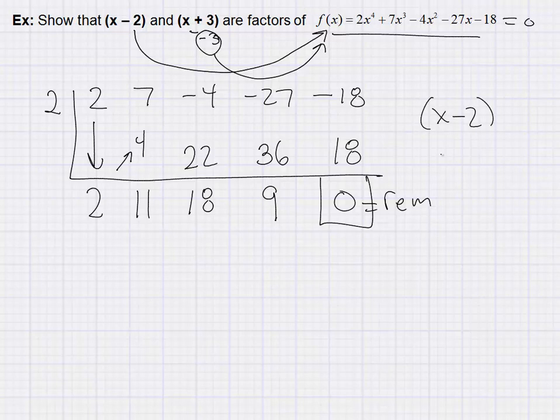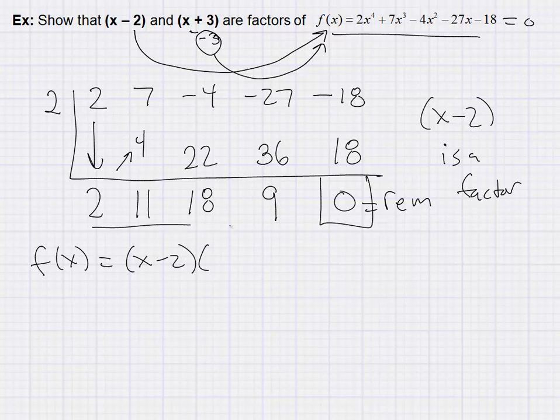So because I got the remainder to be 0, x minus 2 is a factor, which means f of x can be written as x minus 2 times something else. What's the something else? The quotient.